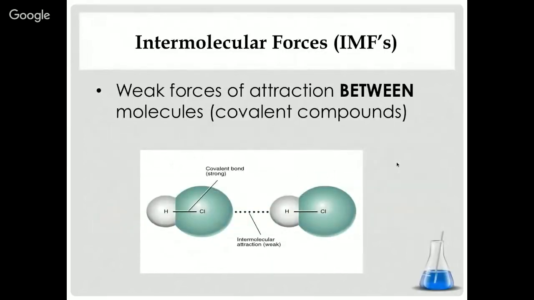Okay, intermolecular forces, or IMFs for short, these are very weak forces of attraction that occur between neighboring molecules in a covalent compound. So recall that this attraction between an atom and another atom is called a bond. This is a covalent bond. The attraction between neighboring molecules is weak, and that's called an intermolecular force.